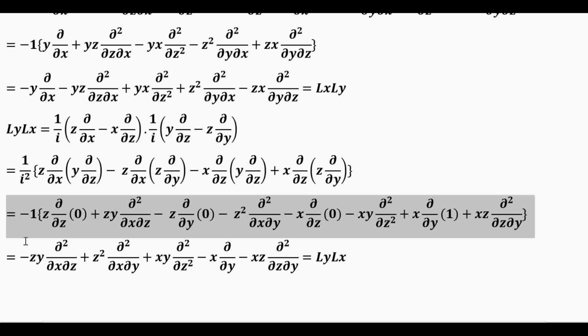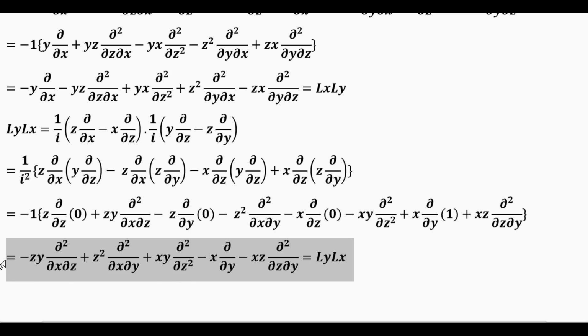because they are all multiplied with 0, and you will be left with 5 terms, 1, 2, 3, 4 and 5. And I am changing the signs of each of the terms so that I can remove minus 1. So it becomes minus zy, this term. This is already 0, so I don't have to mention it. It becomes minus zy ∂²/∂x∂z, and then this is also 0, because plus z square, and then this is 0. So you have again xy plus xy ∂²/∂z², and so on. So this is the value for Ly Lx.